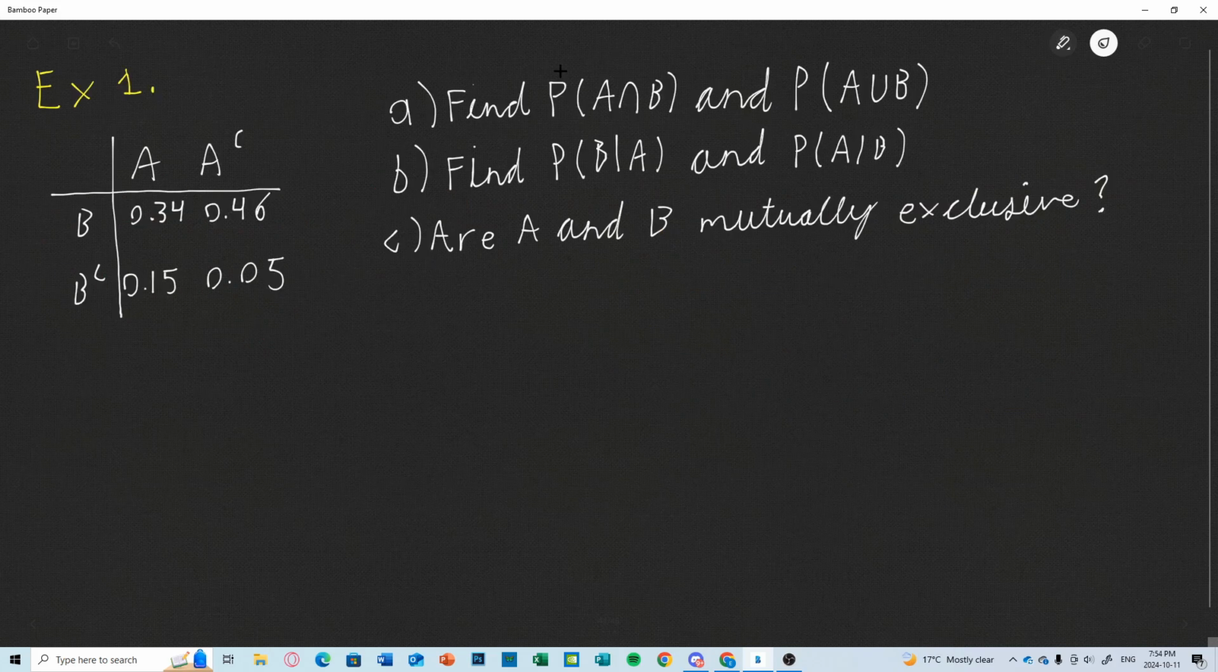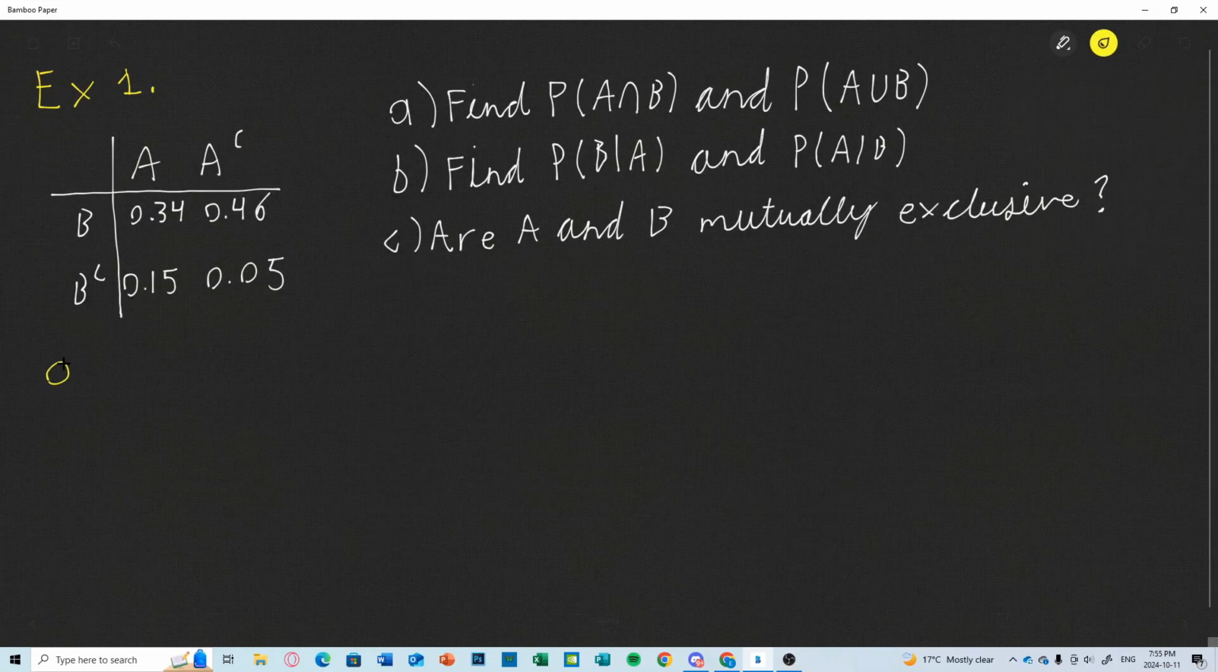Alright, we're going to do our first example, which gives us this chart of A, A complement, B and B complement. Part A asks us to find the probability of A and B, as well as the probability of A or B. Part B is finding the probability of B given A and the probability of A given B. And part C asks if A and B are mutually exclusive.